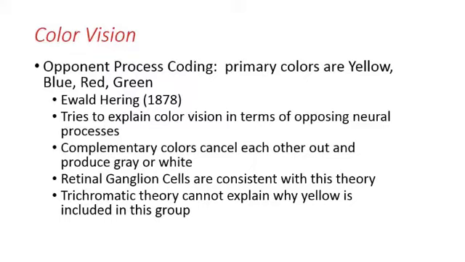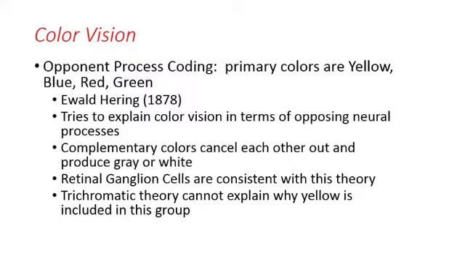This kind of dated back to Ewald Hering in 1878, and is trying to explain color vision in terms of opposing neural processes, so that the experience of yellow would be maybe a more intense stimulation of a neuron, and the experience of blue might be the opposing process, less of a firing of that neuron. So complementary colors cancel each other out. They produce gray or white if we mix complementary colors together.